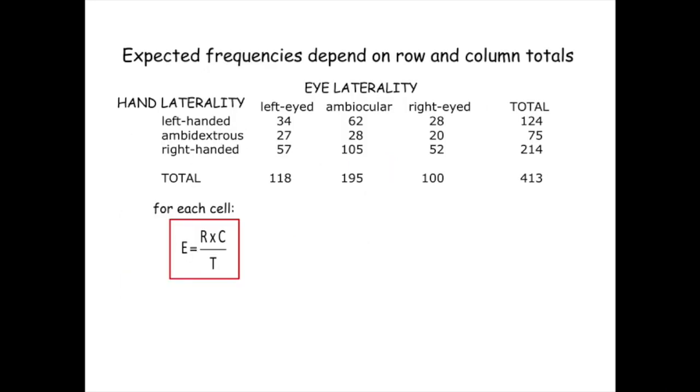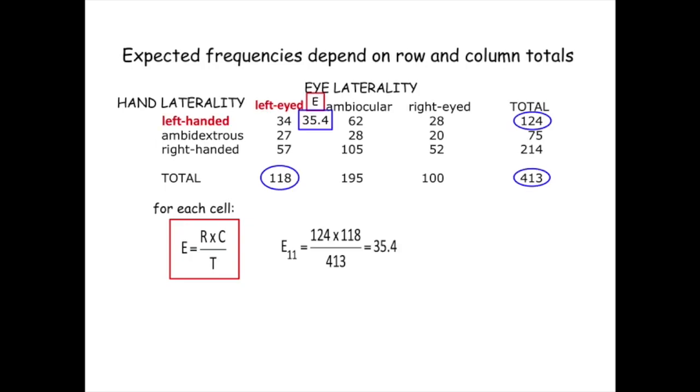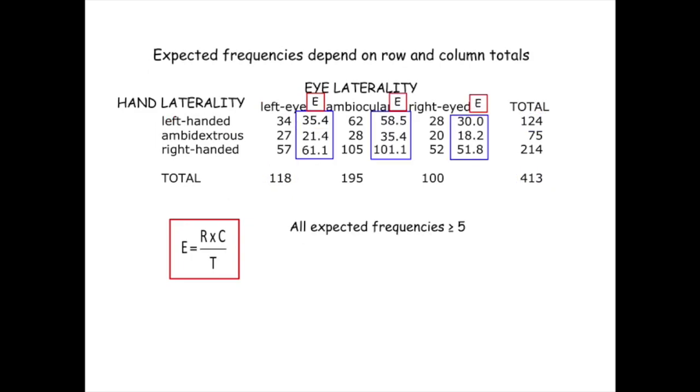To determine the expected frequencies, we multiply the row total for each cell by its column total and divide by the total sample size. Applying the formula to the first cell, we would expect 35.4 left-handed, left-eyed subjects if there were no relationship between eye and hand laterality. The large expected frequencies assumption is met.